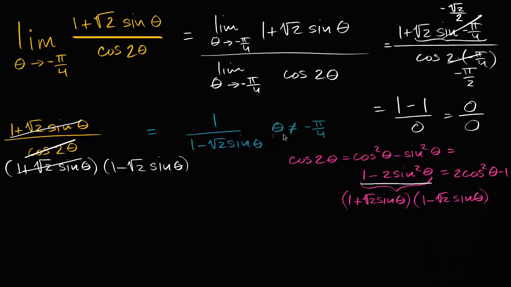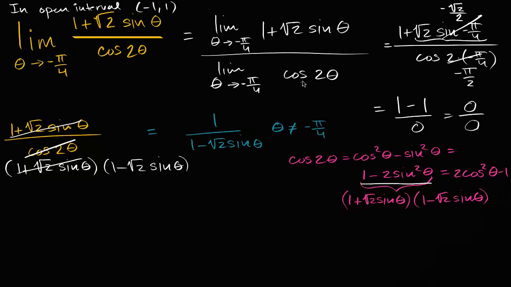pi over 4. And we could think about all of this happening in some type of open interval around negative pi over 4 if we wanted to get very precise. But for this particular case, let's just say everything we're doing is in the open interval between negative 1 and 1. And I think that covers it, because if we have pi over 4, that is not going to get us the 0 over 0 form.